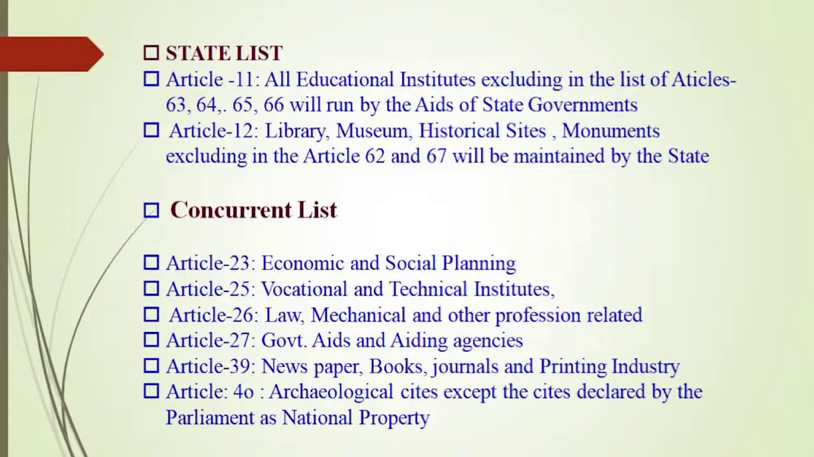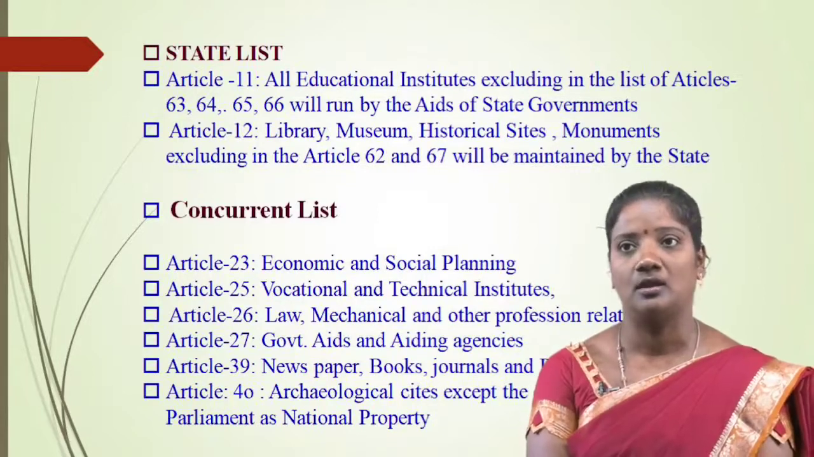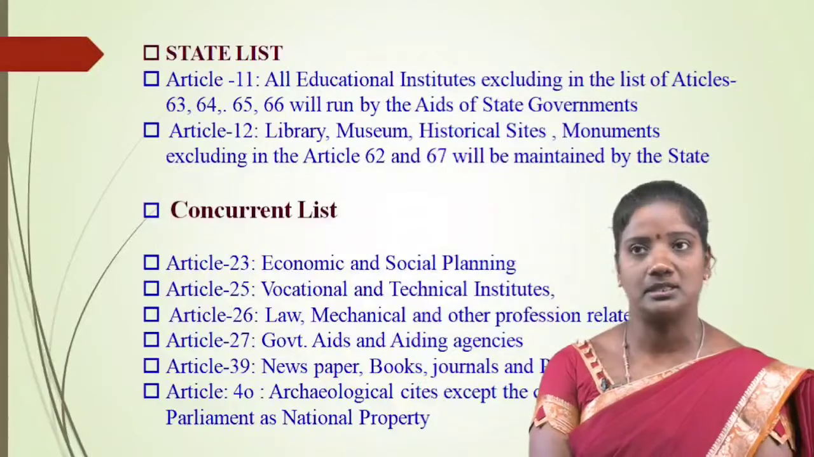State list. Article 11: All educational institutes excluding those in the list of Articles 63, 64, 65, 66 will run by the aids of state governments. Article 12: Library, museum, historical sites, monuments excluding those in Articles 62 and 67 will be maintained by the state.